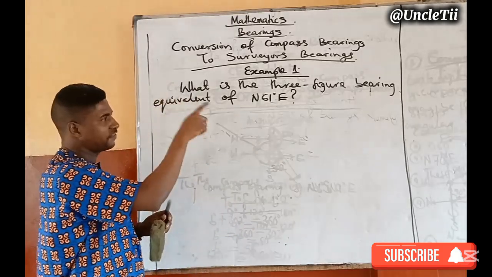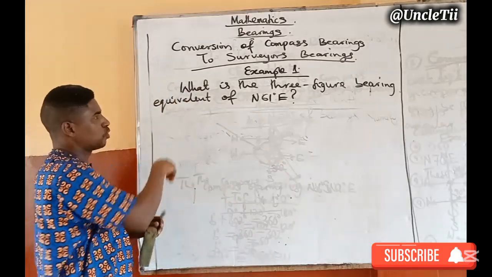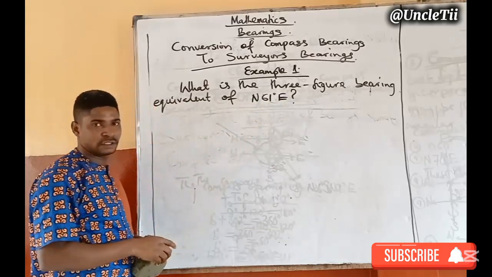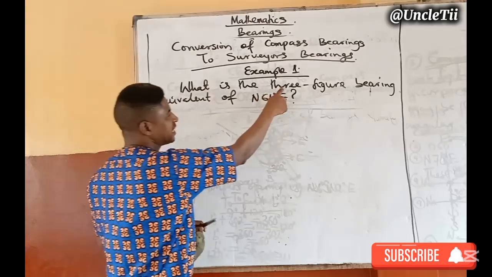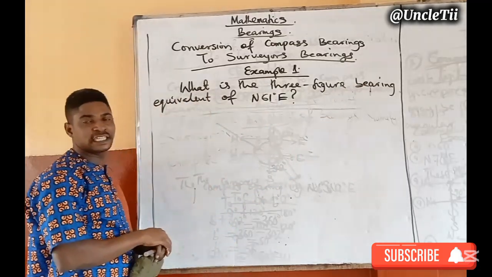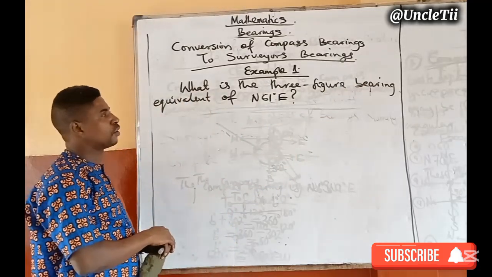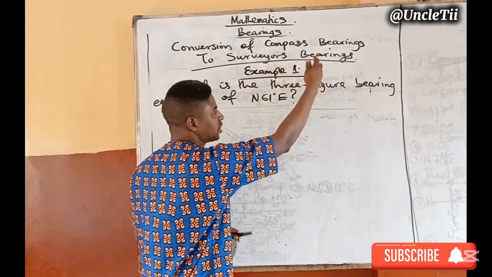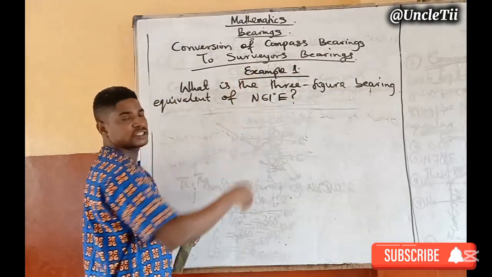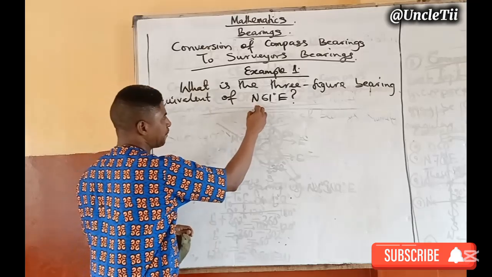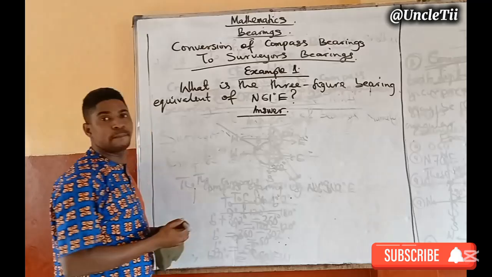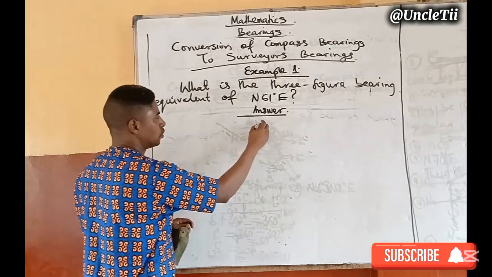What is the three-figure bearing equivalent of 61 degrees east of north? In other words, what is the 3-digit bearing equivalent of 61 degrees east of north? Or what is the surveyor's bearing equivalent of 61 degrees east of north? Remember that 61 degrees east of north is a compass bearing.